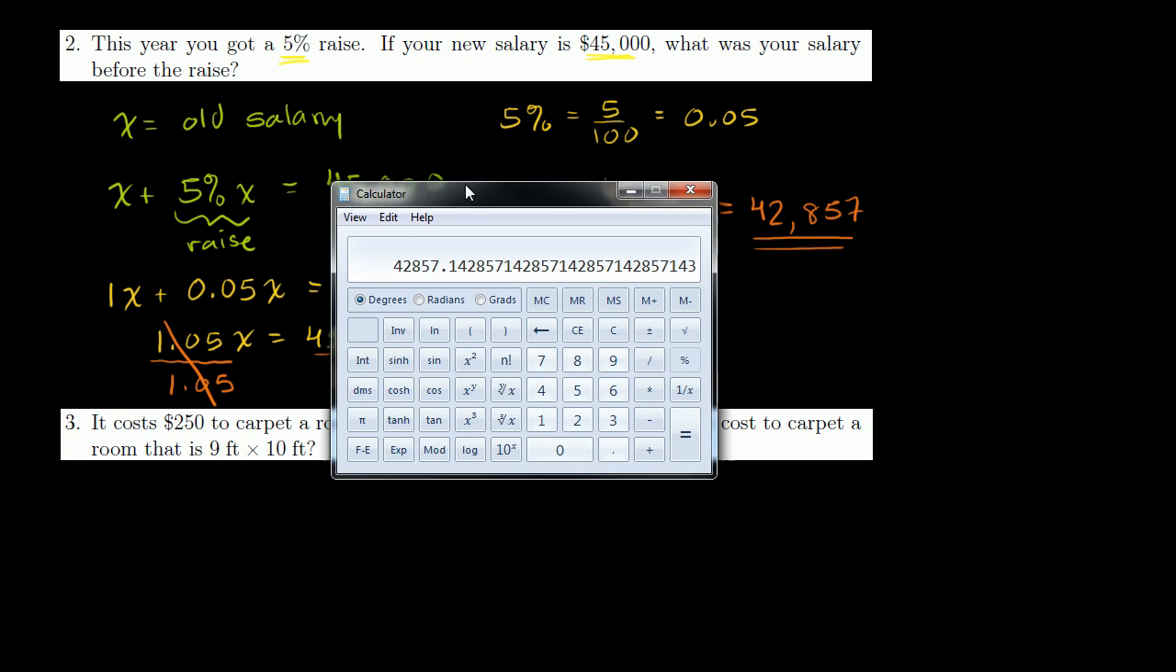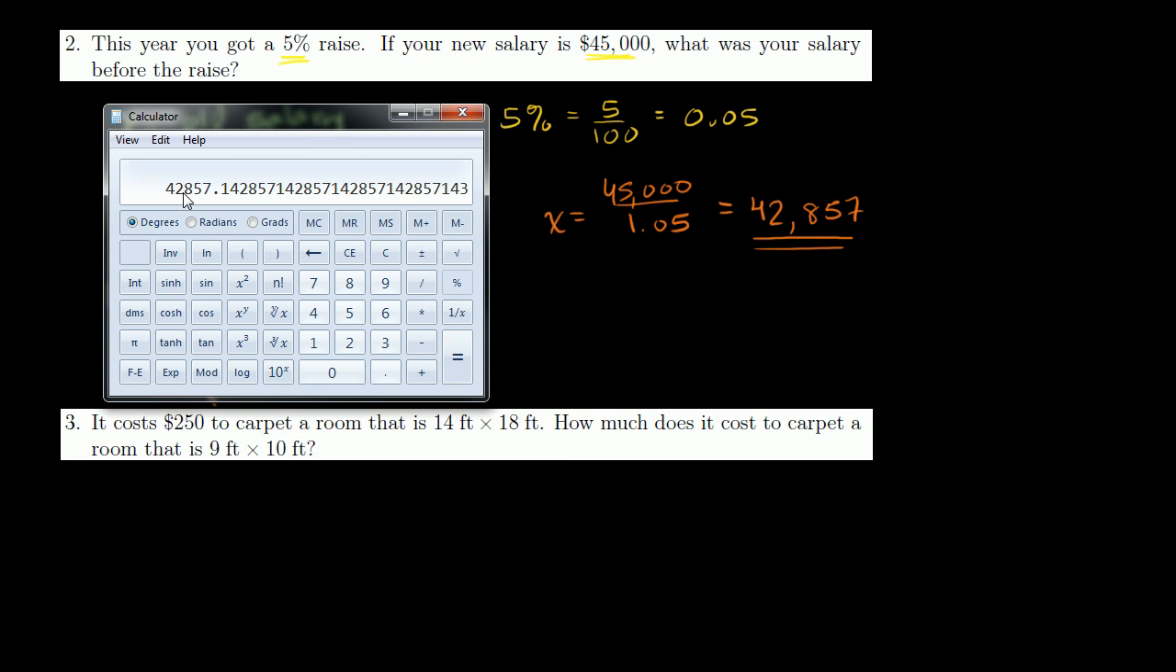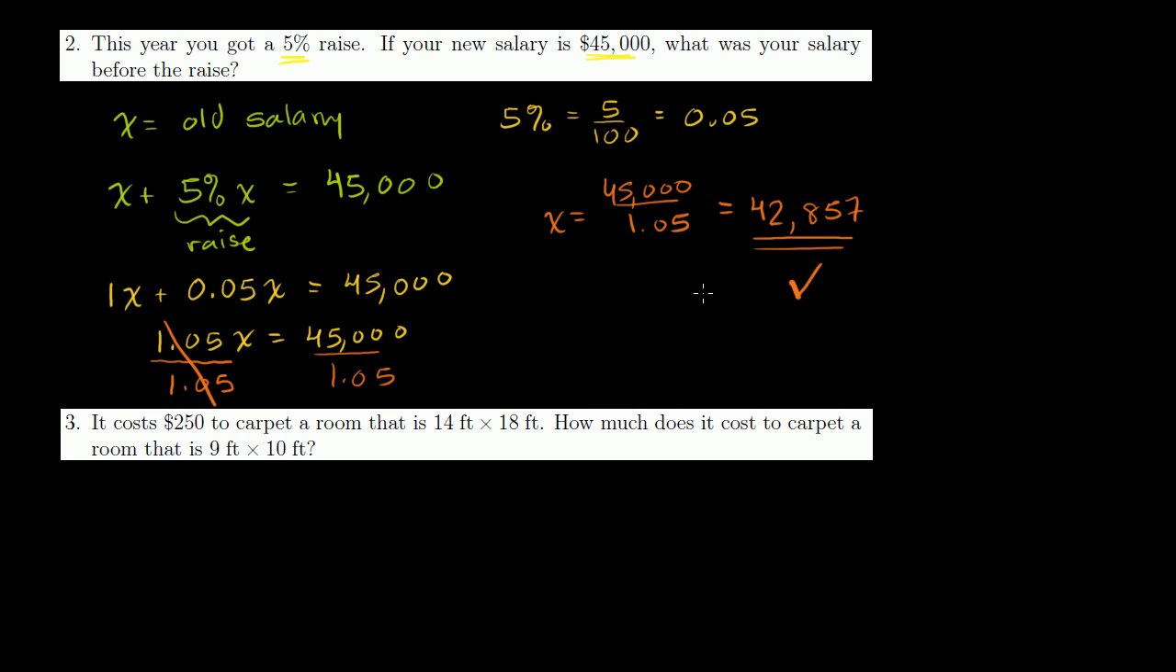So if we check it, let's say we start with this. Let's take 5% of that. So times 0.05 is equal to the amount of raise you had, plus your old salary, 42,857. And of course, we round it off a little bit, so it won't be exact. And it equals almost exactly $45,000. We're like 14 cents below that. So $45,000. So this answer checks out.